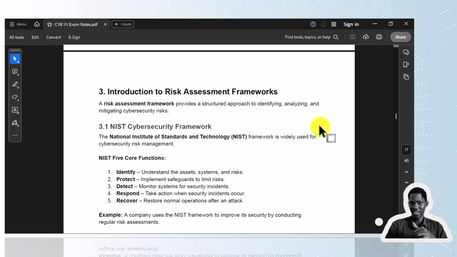So you identify the assets now. Then you protect them. Then you detect if something is wrong. Then you are going to respond to the issue. Then you recover from that issue, from the attack.